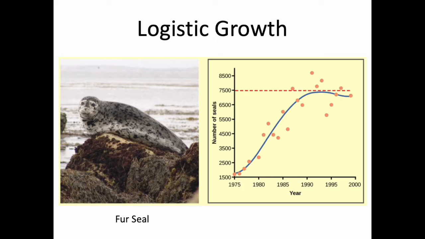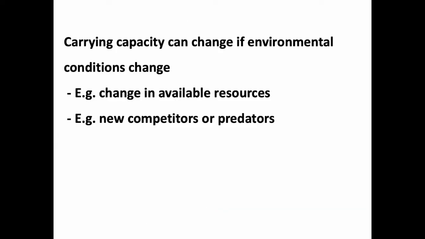Now, importantly, this carrying capacity exists because of the limited resources. There's only so much food for them to get, and breeding grounds and stuff like that. This carrying capacity can change if the environment changes. So this ceiling is not stuck permanently there. If there's a change in the available resources, if there's change in new competitors coming in, or new predators coming in, or old competitors becoming extinct, or other predators becoming extinct, these things can change where that ceiling is.